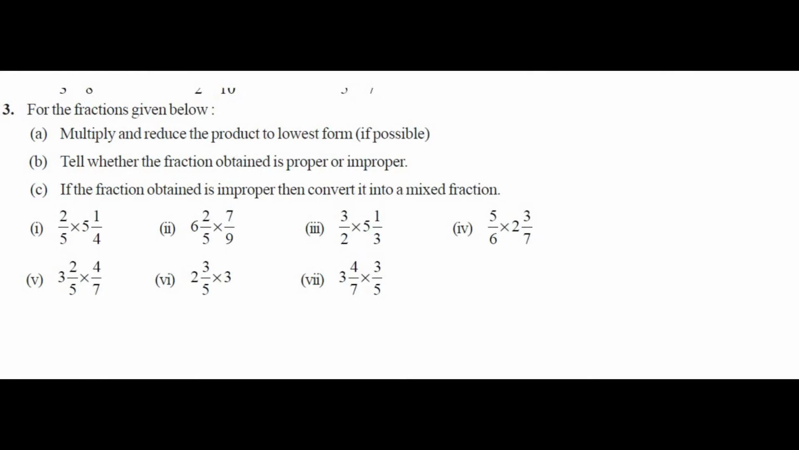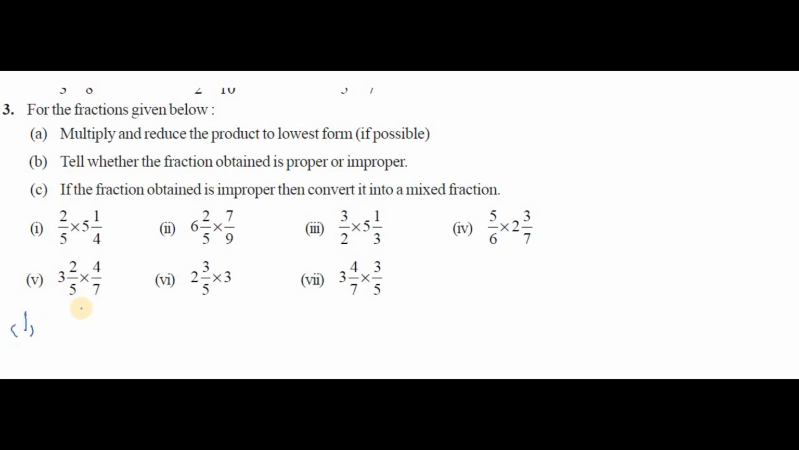So what is given to us: for the fractions given below, multiply and reduce the product to lowest terms. Tell whether the fraction obtained is proper or improper. If the fraction obtained is improper, then convert it into a mixed fraction. So here he is asking 3 things to find out. Okay, so let us start solving.